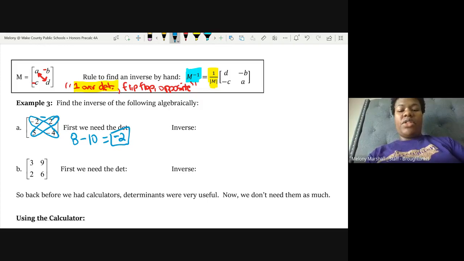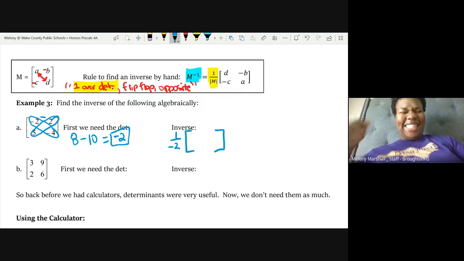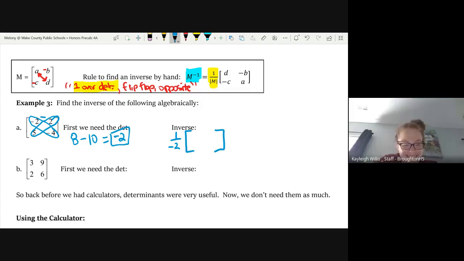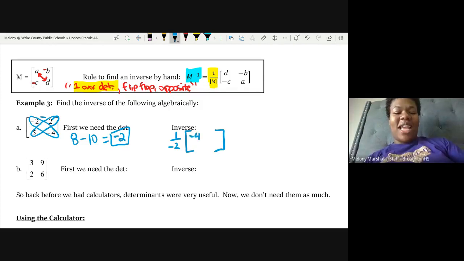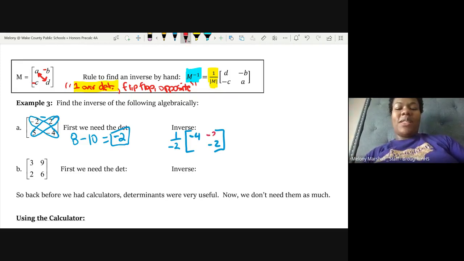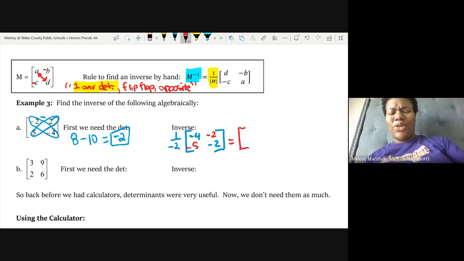Now we have to find the inverse. 1 over determinant, flip-flop opposite. So we flip-flop these, -4, -2. And then we make these two opposite: -2, -5. And now we can do some good old mental math, because we can divide by -2. So that's +2, +1, 2.5, and 1.